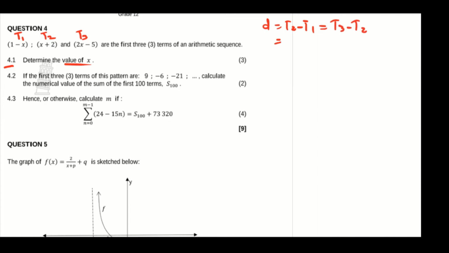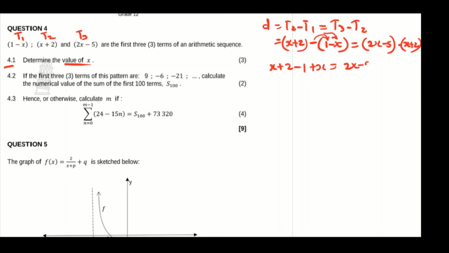So what is term number 2? As I indicated, it's x plus 2, minus term number 1, it's 1 minus x, right, equals term number 3, which is 2x minus 5, minus term number 2, which is x plus 2, right? So here this minus will multiply everything that is inside, so it's going to be x plus 2 minus 1 plus x equals 2x minus 5 minus x minus 2. So it's going to be 2x here because it's x and x, and then plus 1 because it's 2 minus 1, equals, and here we're just going to get x, and then with the 2 we're going to get minus 7.